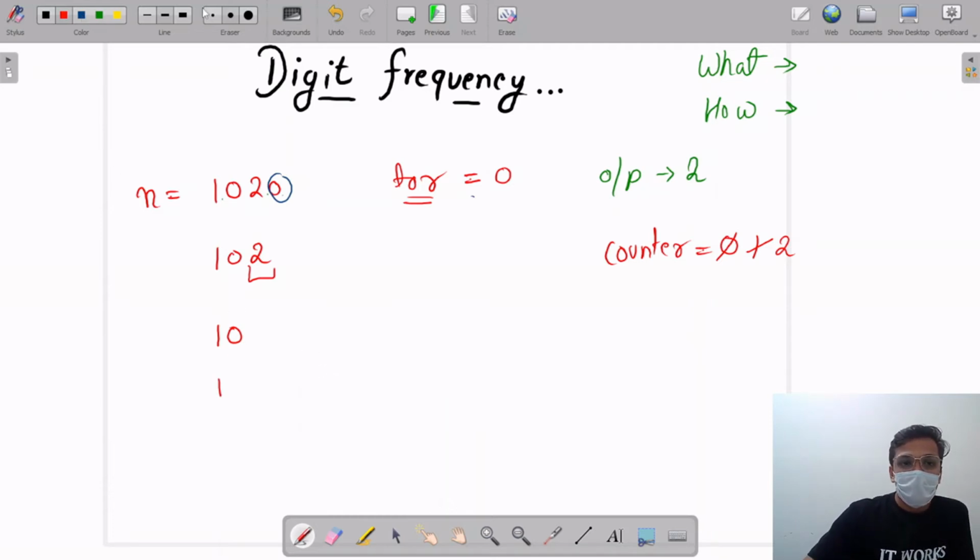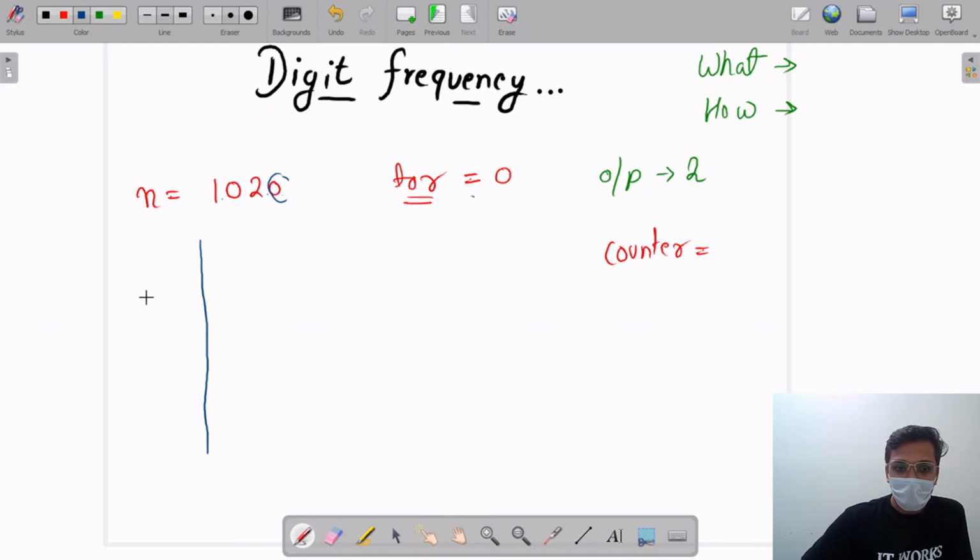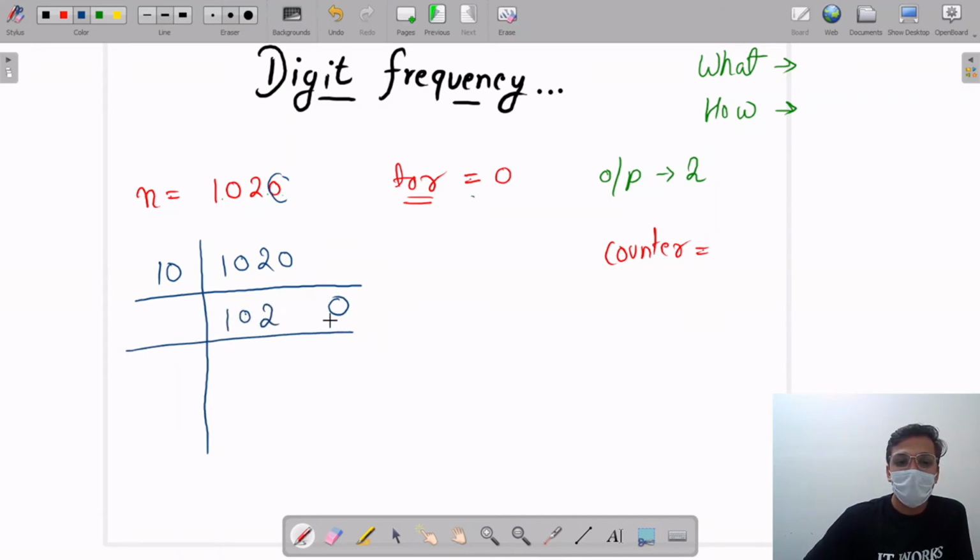So that is how we are going to approach our problem. For this, we are going to apply the same logic that we applied to extract the last digit. Let's take a quick recap of that topic. There, we took a number and divided it by 10. When we divide our number by 10, our remainder is going to be 0 initially, and the remaining number is going to be 102. This is the quotient, and this is the remainder.